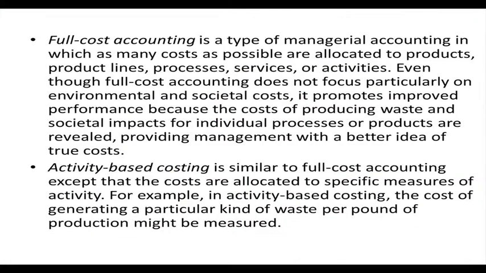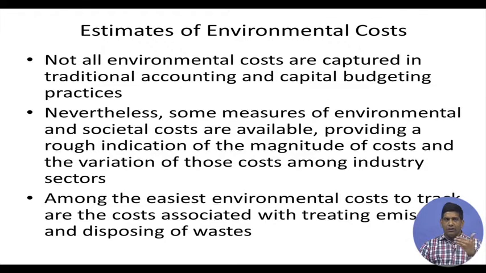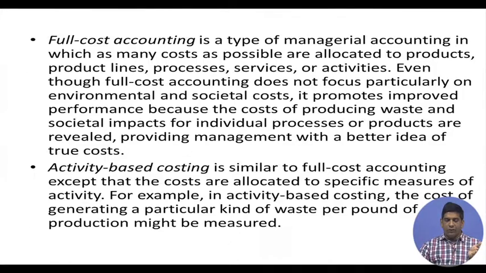Then there is activity based costing, which is similar to full cost accounting, but you look at specific measures or activities. For example, the cost of generating a particular kind of waste per pound of production might be measured, and then we can try to reduce that cost and say how much money was saved accordingly. So those are the different types of parameters and the different terminology used for these.